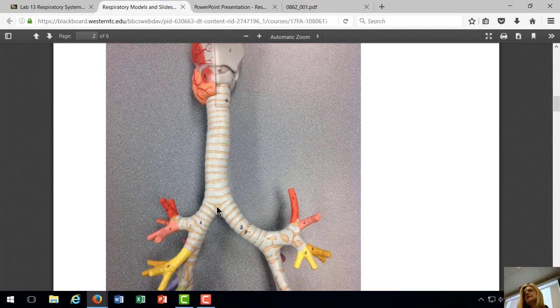So it's just at the base of the trachea before it divides. So that's called the carina. So if you see a question asking about the spot just before the trachea divides to go to each lung, the answer is the carina.